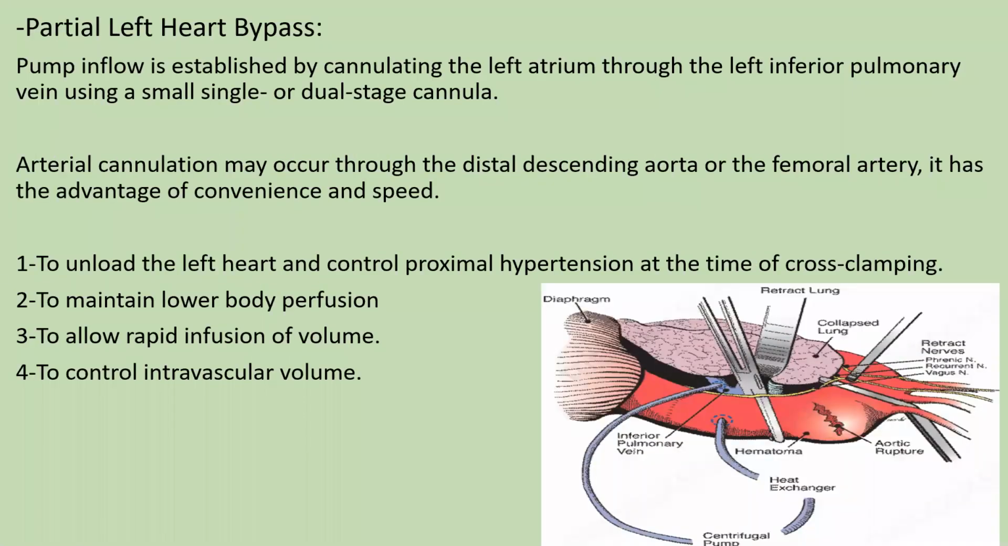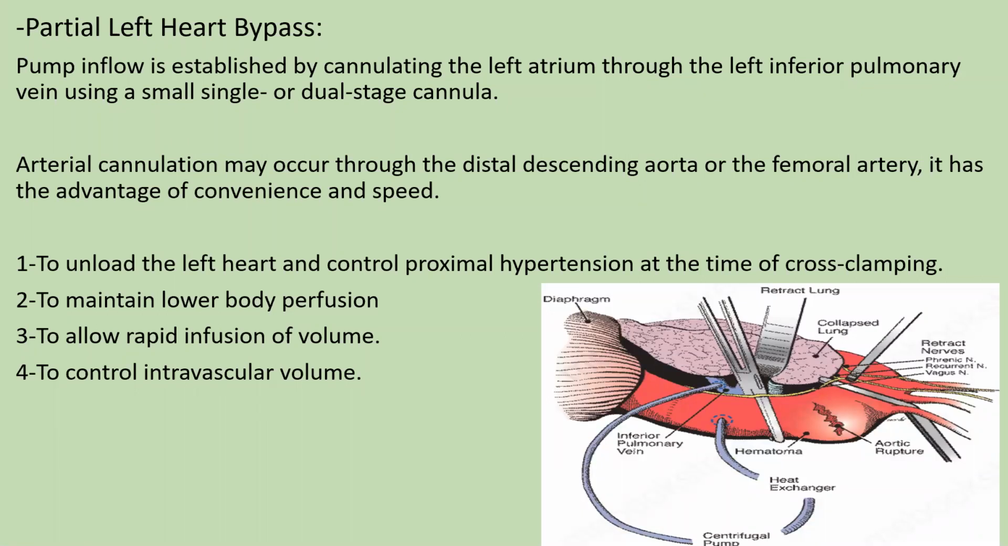So, the partial left heart bypass. Pump inflow is established by cannulating the left atrium through the left inferior pulmonary vein using a small single or dual stage cannula. Cannulating the left atrium through the pulmonary veins has demonstrated a lower complication rate than cannulating the left atrial appendage. The arterial cannulation may occur through the distal descending aorta or the femoral artery. It has the advantage of convenience and speed.